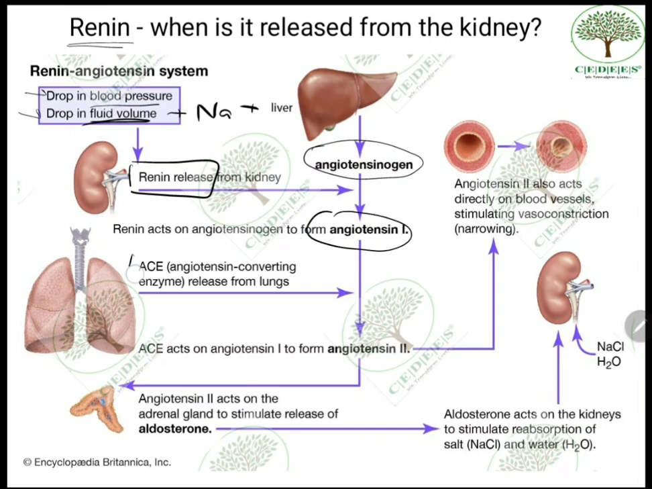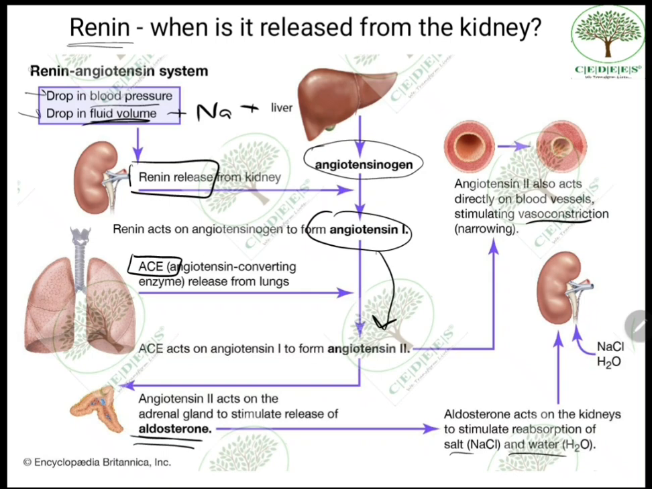At that time, this angiotensin converting enzyme is released from the lungs, which will convert it into angiotensin 2. This angiotensin 2 has an effect on the blood vessels by causing narrowing or vasoconstriction. Along with that, the angiotensin 2 will act on our adrenals to release the aldosterone, as you can see here. This aldosterone will act on the kidneys, as we know, and it will cause reabsorption of sodium and water. So this is the renin-angiotensin system.